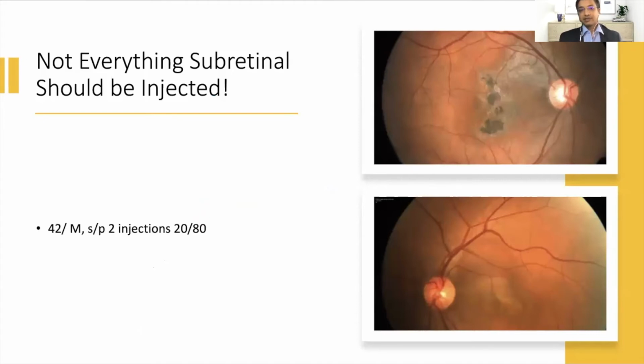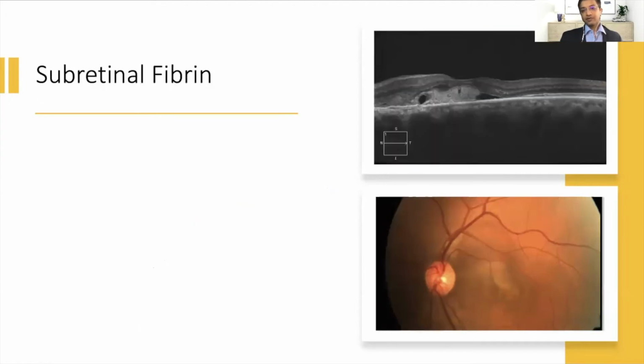There are some cases which can masquerade like CNVM, like in this 42-year-old gentleman who had a pigmented scar in the right eye, and the left eye had a subretinal yellowish lesion right under the macula. And this gentleman had received 2 injections elsewhere, and he came to us for another opinion. And what we looked at in the right eye, this kind of pigmentation is not typical of macular degeneration. And the left eye lesion also was not looking like a CNVM, especially when we repeated the OCT.